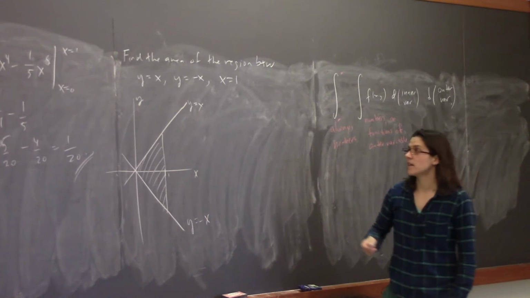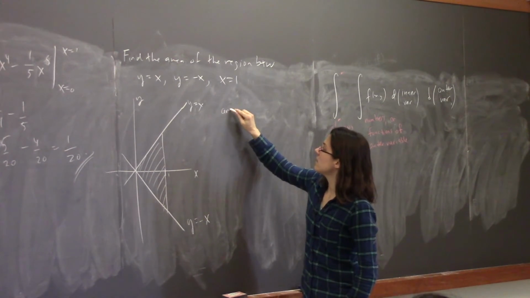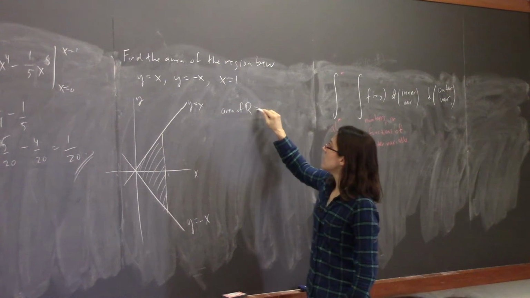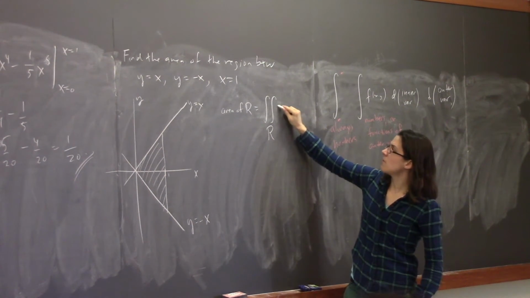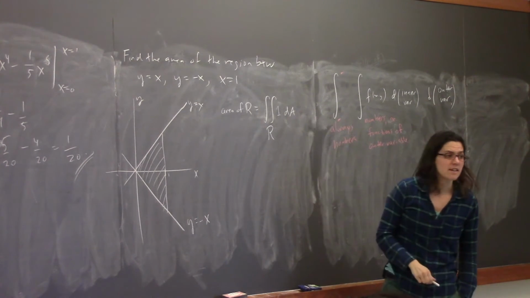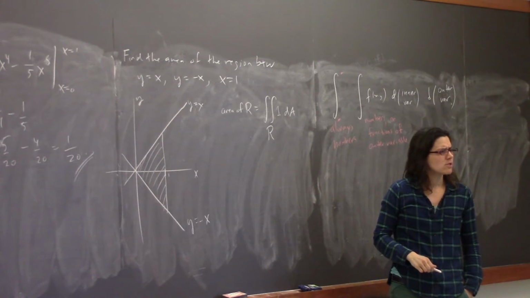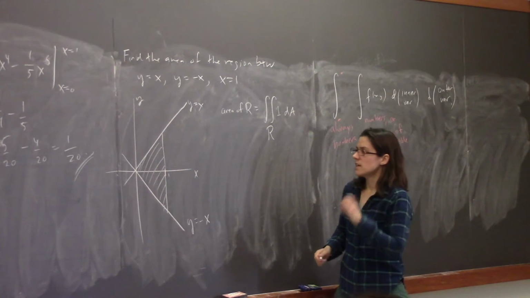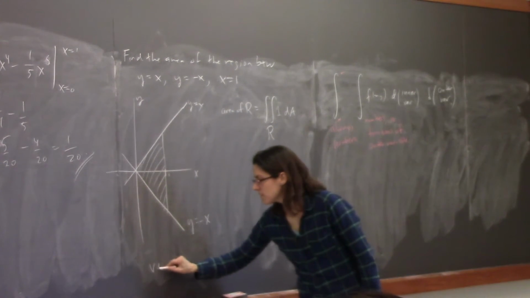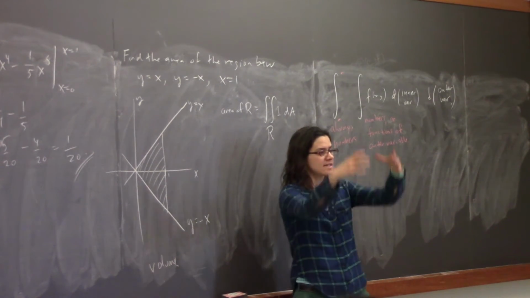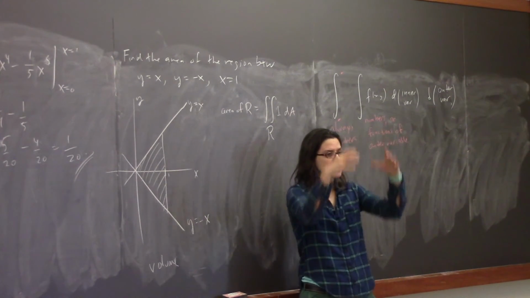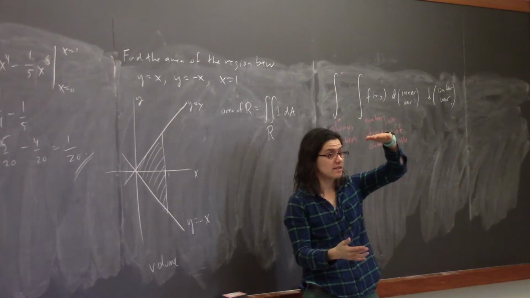Here's a clever trick. If you want to find the area of a region, all you have to do is take the integral over the region of 1 dA. Okay, so here's why that works. If you want to find the volume, suppose you have a cylinder, right? It's a cylinder over a circle. The volume of the cylinder is the area of the base times the height.